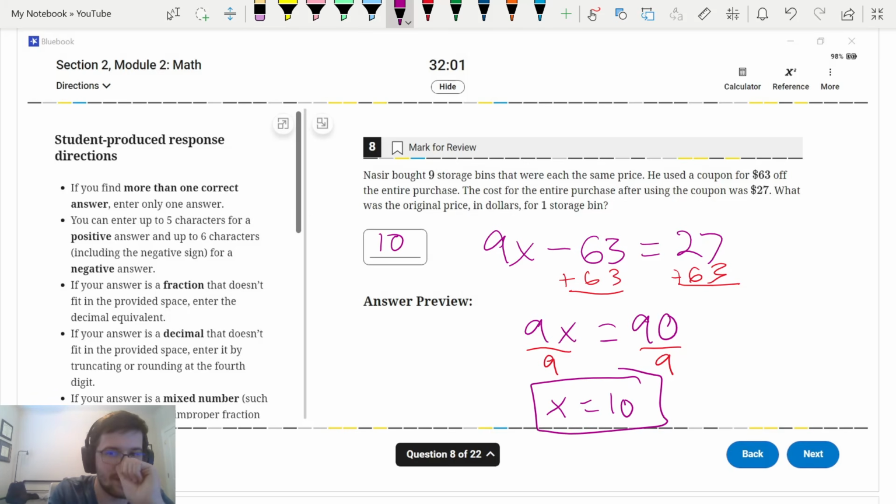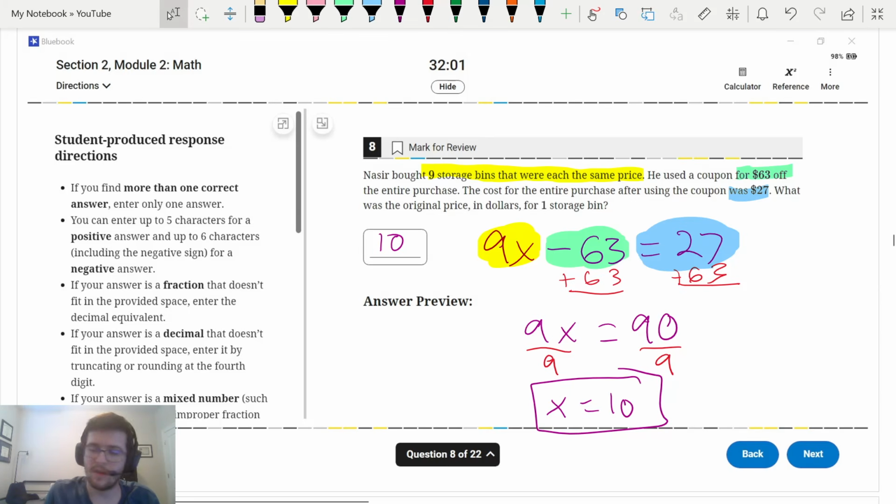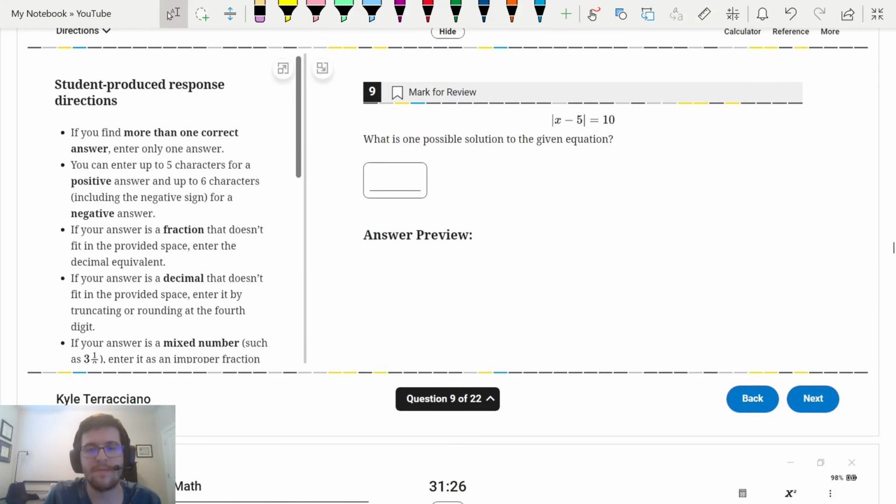So the really hard part was coming up with the words to the equation. So 9 storage bins that were each the same price. So that's 9 times x. Okay. $63 off. That was minus 63. Was 27. So that's equals 27. That's how we came up with that. Again, sorry if I did that too fast. Okay, so 8 is 10. All right, let's keep going.